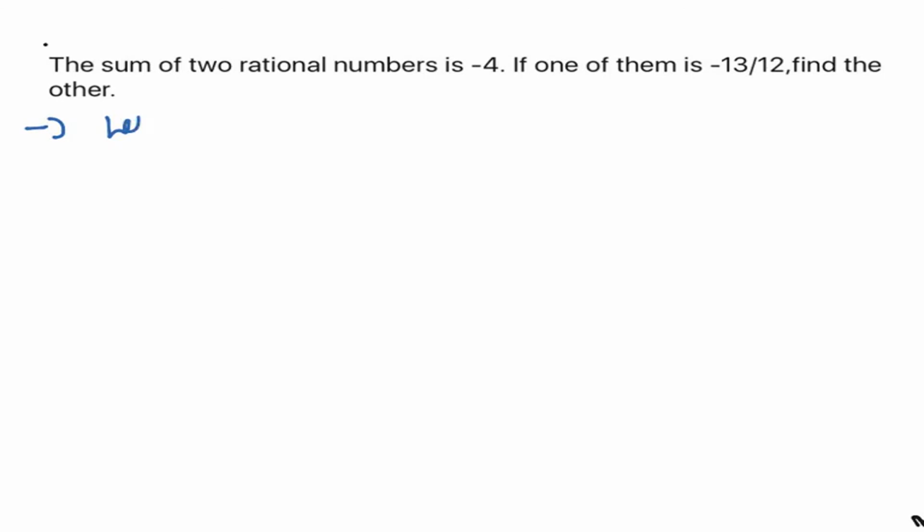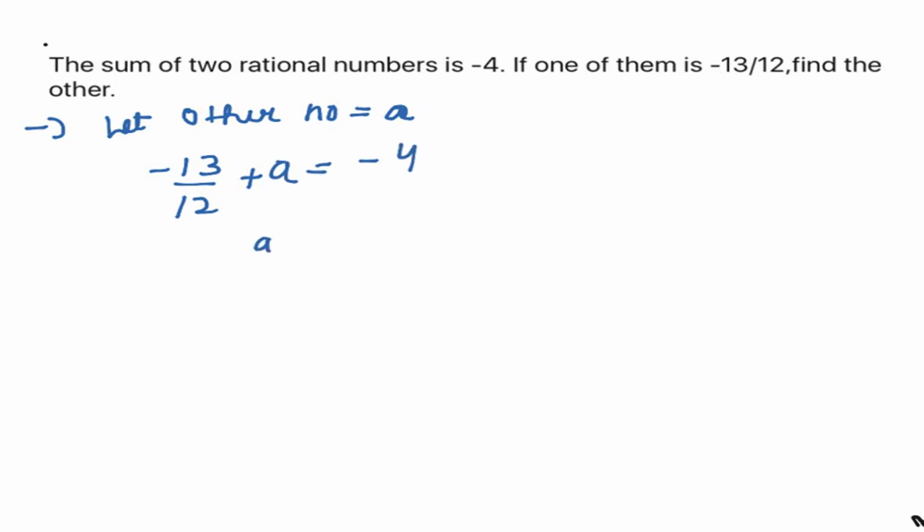So in that case, let the other number be any variable. Here we are taking it as A. Let the other number be A. So we have two numbers, minus 13 by 12 and the other number A, and the result is minus 4. Now we have to find the value of A. So we will take minus 13 by 12 to the other side of the equals sign, so it becomes a positive sign. So A equals minus 4 plus 13 by 12.